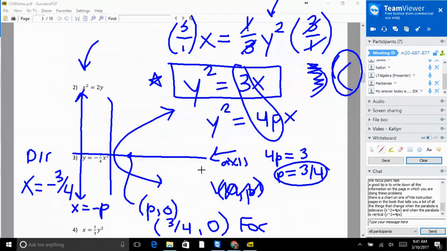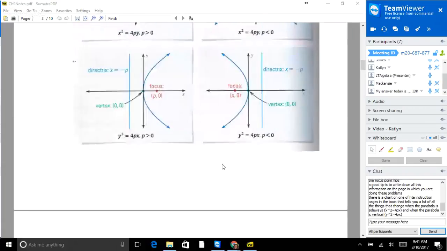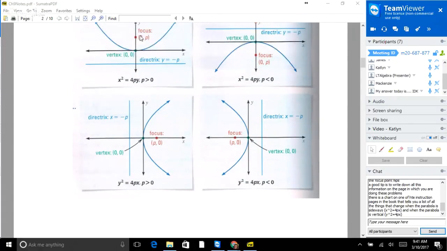If you go up here, we were basically following this chart, right? This is what our formula looked like. Our focus point is at p, 0 versus that 0, p, and our directrix is x equals negative p.